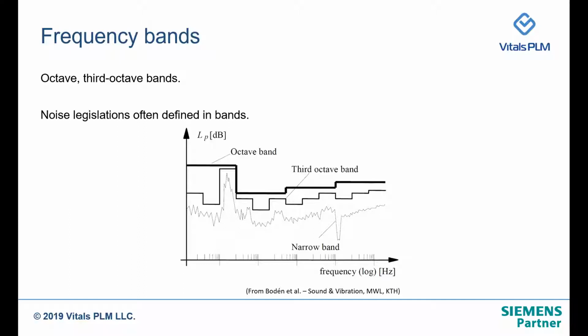Here we see the octave band. So each band has the energy of the narrowband integrated over one band, and at the end of each band, the frequency is double that at the starting of each band. And in the third octave band, each octave band is divided equally into three parts.